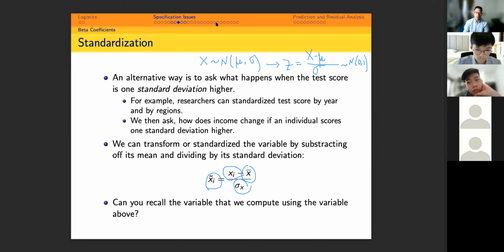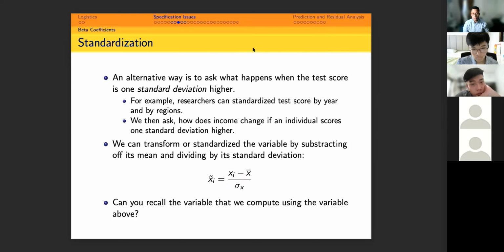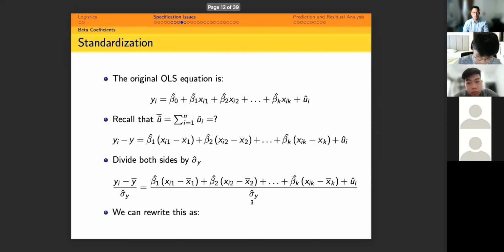So that is standardization, and we're going to discuss the consequence that we're going to get if we do standardization on the regression model that we have. Before I move on to the next slide, any clarification, any questions on this particular discussion? Very well. I'm going to continue into the next slide.